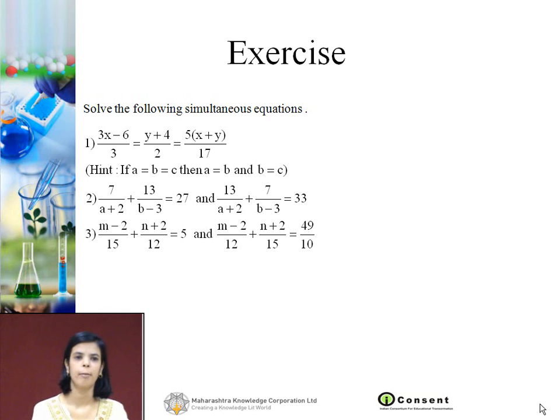Second one, 7 upon A plus 2 plus 13 upon B minus 3 is equal to 27 and 13 upon A plus 2 plus 7 upon B minus 3 is equal to 33. Last one, m minus 2 upon 15 plus n plus 2 upon 12 is equal to 5 and m minus 2 upon 12 plus n plus 2 upon 15 is equal to 49 upon 10.